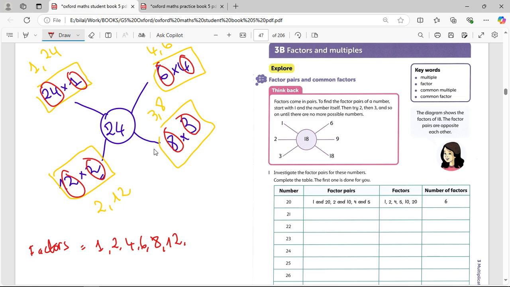Did I miss any number? I missed a 3. Okay, so what am I going to do? I'm going to erase. Because I missed a 3, I need to go from smaller to bigger. Remember, do not miss any number. A 3.